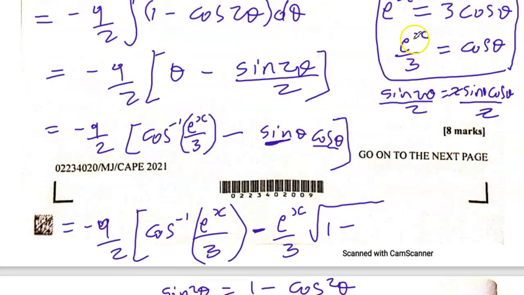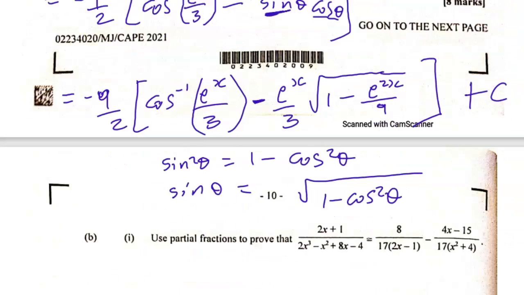What is cos square? Now cos is e to the x over 3. So cos square will be e to the 2x over 9. And that would be our integral. And of course it's an indefinite integral, so don't forget the plus c. Alright, let's move on.